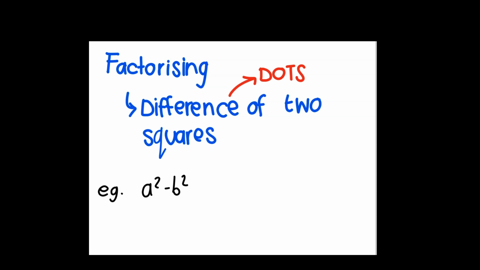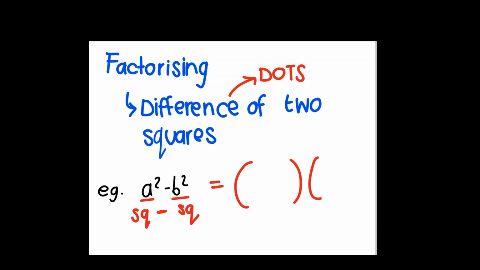If we have DOTS, here we can see I've got a square number and a square number. So let's just label that: a square number and a square number, and I've got the difference, so take away. If I have two square numbers like this and I have the difference between them, they can always be factorized in the following form.